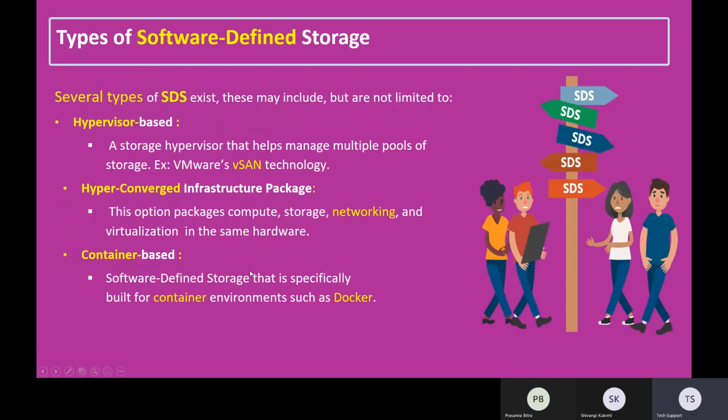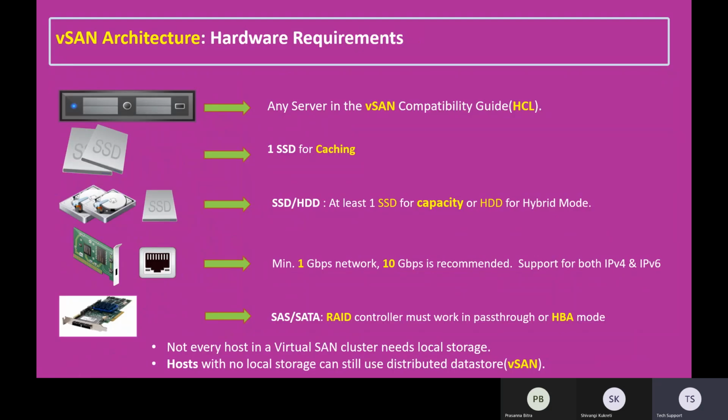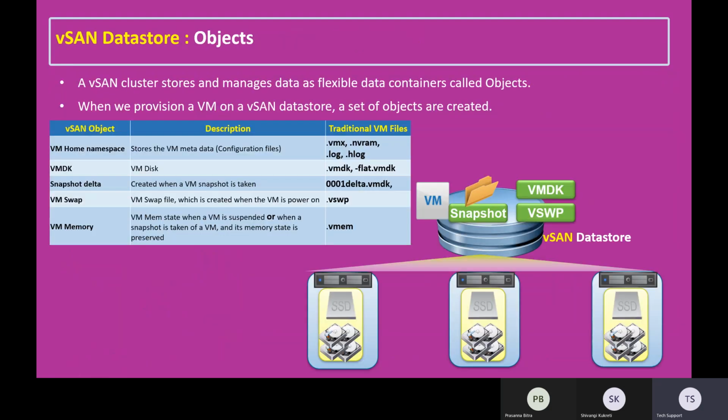Datastore objects are nothing but a virtual machine folder. Every virtual machine folder consists of all the virtual machine files. So the same point I highlighted here. The vSAN datastore objects: a Virtual SAN cluster stores and manages data as flexible data containers called objects. So an object can be a virtual machine folder, snapshot file, VMDK file, or virtual machine swap file. All these are stored on a vSAN datastore, and we consider these files as objects. That's why vSAN is also considered object-based storage.